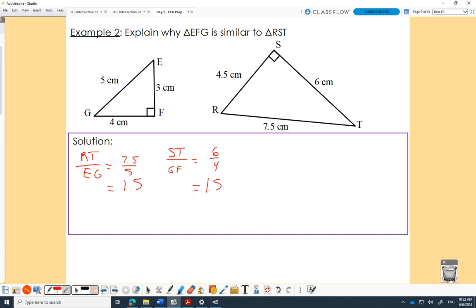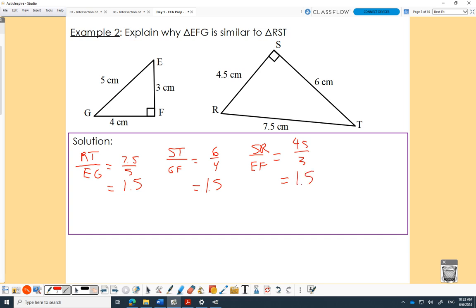Now do the small ones. Yes, inside you do. Yes? Is there a side similarity theorem? Yes, there actually is. But no, we're not going to make that jump. SR over, what's the small one over here? EF. 4.5 over 3. Come on. 4.5 divided by 3. Well, I think it's 1.5, yes.